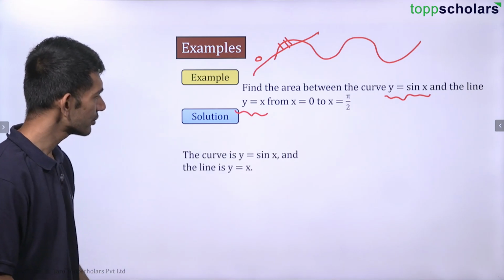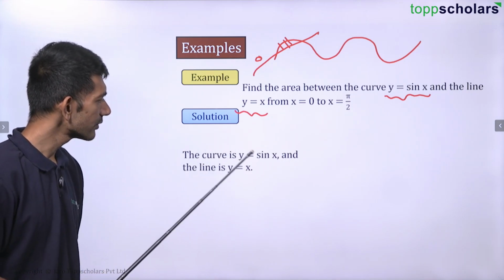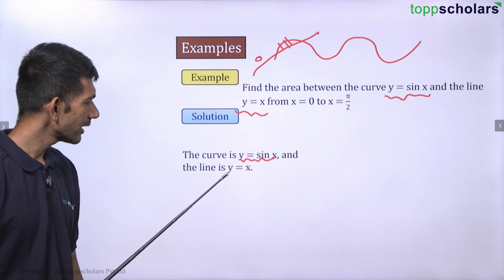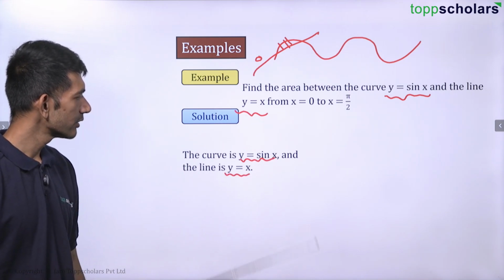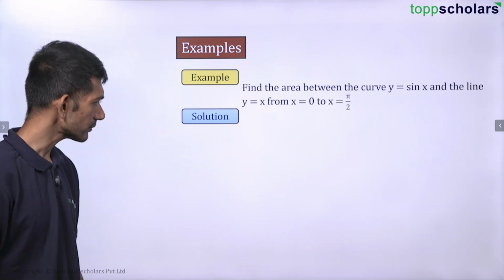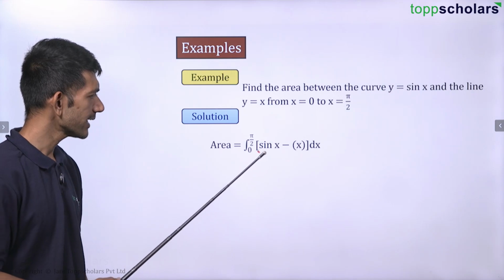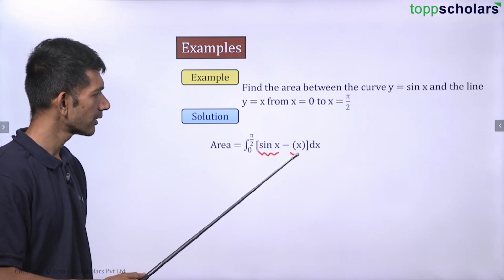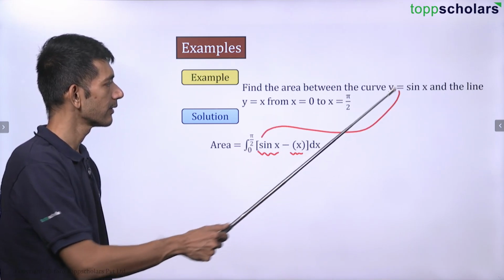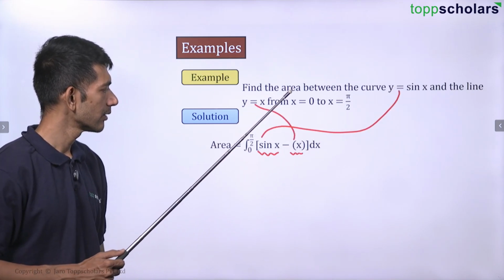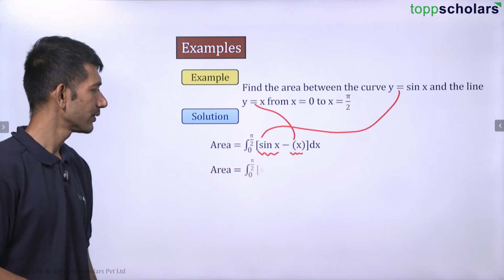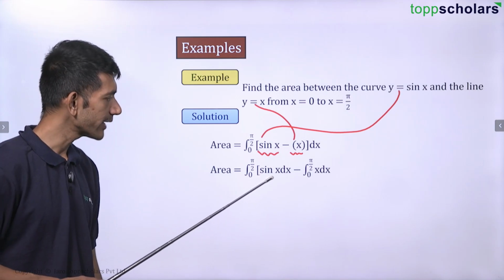Let us have a look at the solution. The curve is y is equal to sine x, isn't it? And the line is y is equal to x. So if I put it here, this is what we are supposed to find out. Sine x is the curve, x is your line, from 0 to pi by 2. Limits were already given, that's not a problem. The integration of sine x is minus cos x.